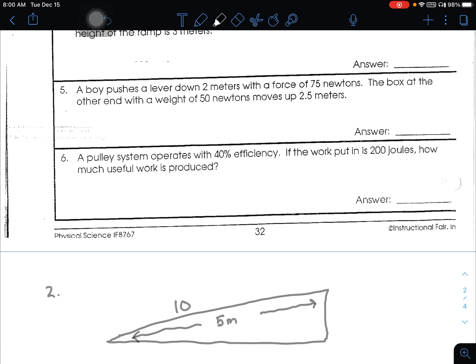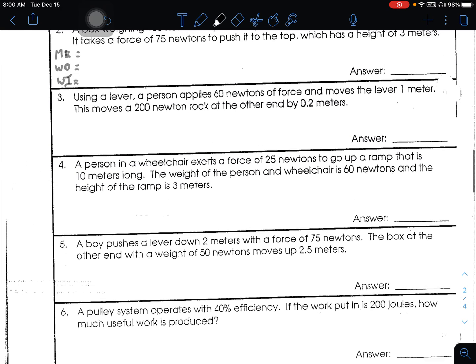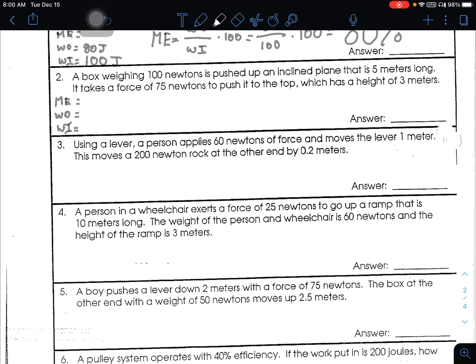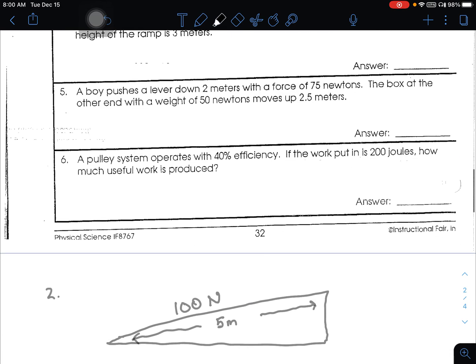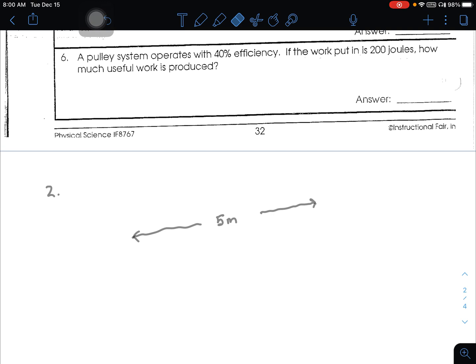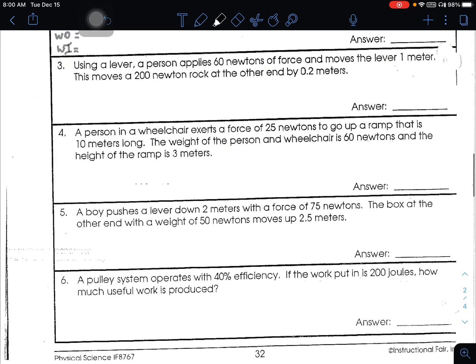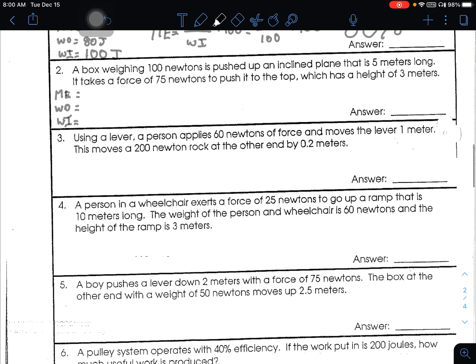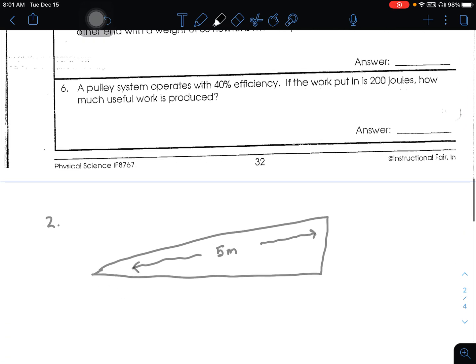The box that's being pushed up, it weighs 100 newtons. Well, you know what? I probably should put that right there. Uh-oh, I lost my incline plane too. I have to go back and put it back in. All right, let me read that again. Box weighs 100 newtons, pushed up an incline plane that is 5 meters long. It takes a force of 75 newtons to push it to the top, which has a height of 3 meters.